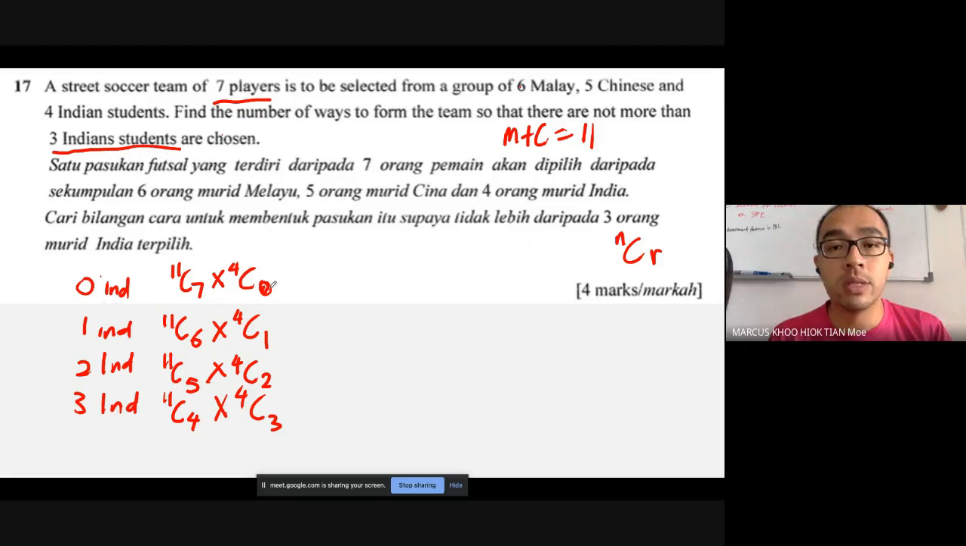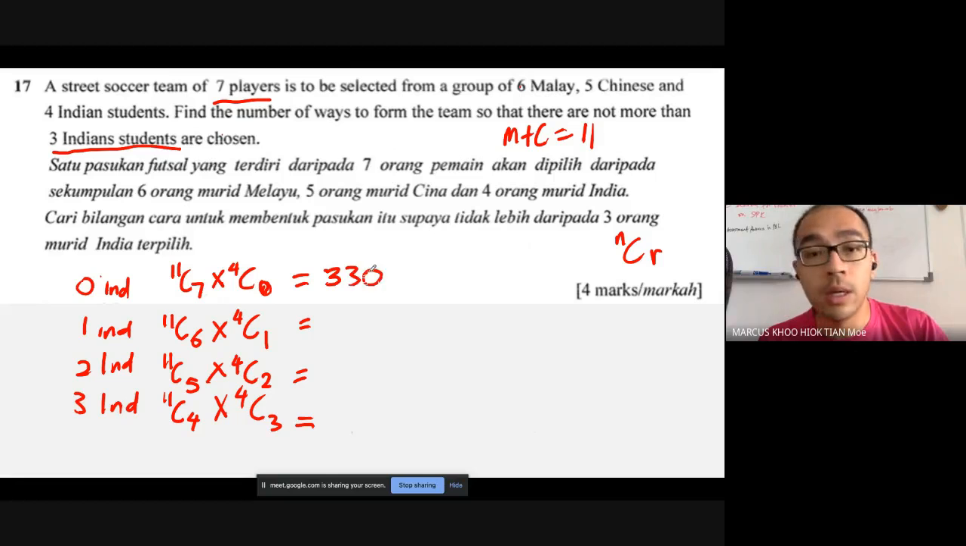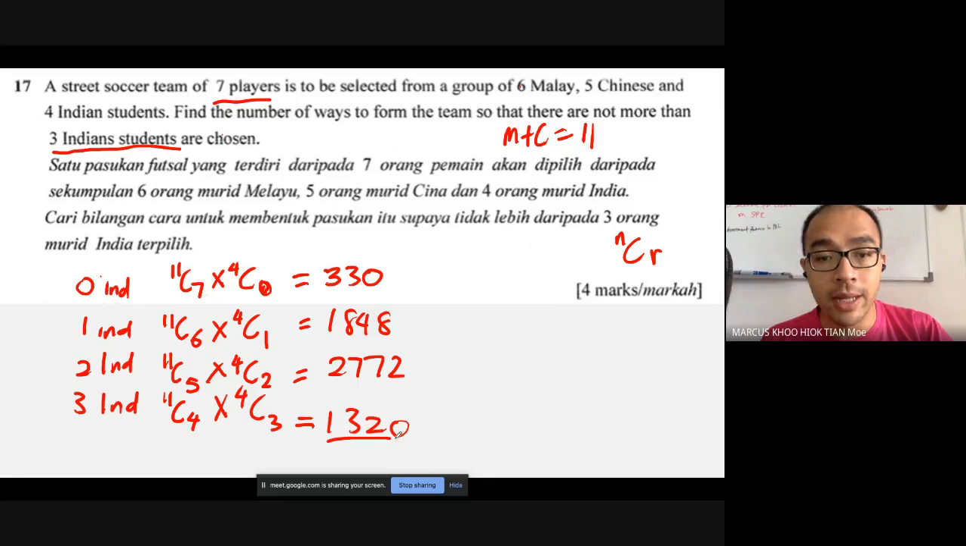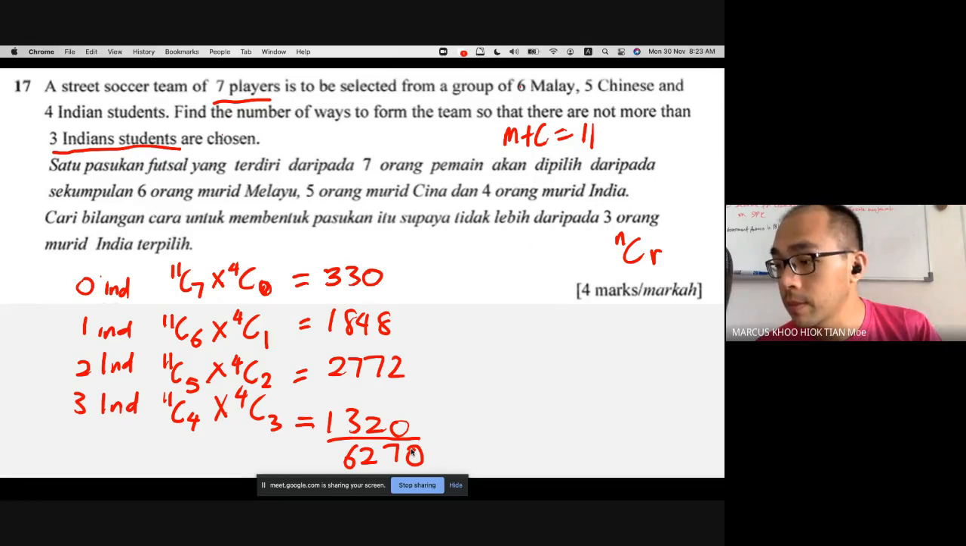Okay, then we consider 0 Indians chosen, 1 Indian chosen, 2 Indian chosen, 3 Indians chosen, begini. So once you get all these answers, then of course what do we do? We add them all together, because we want to find the total number of ways. Okay, so this should be lah, if I'm not mistaken, this is 330, this is 1848, this is 2772, and this is 1320. So my final answer will be 6270.